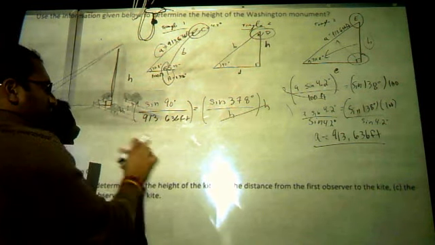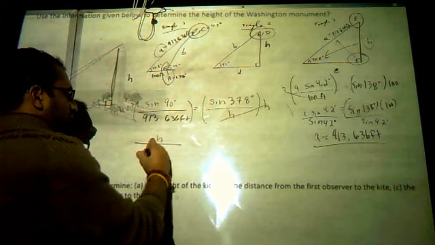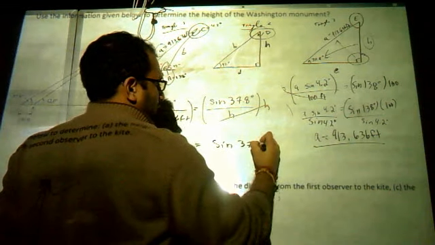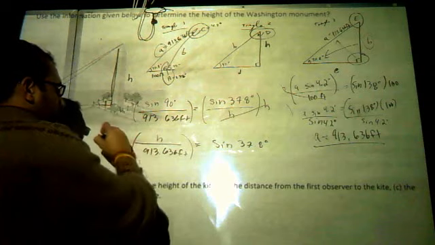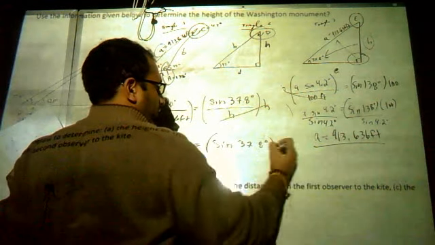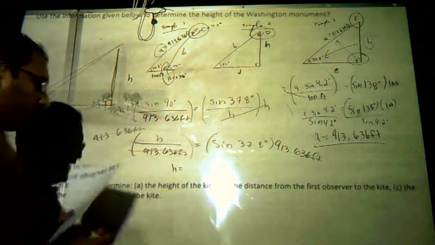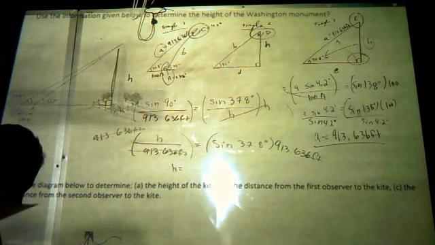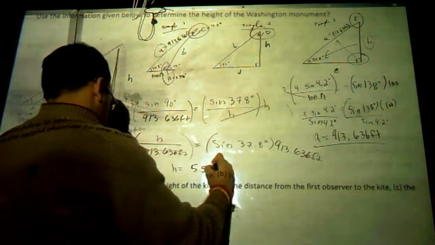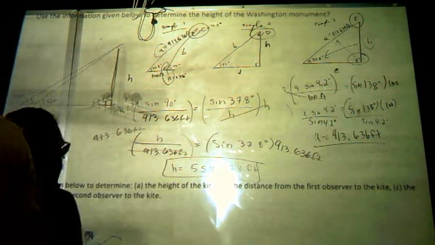What's the sine of 90 degrees? The sine of 90 degrees we know is 1, so let's make that easier. So it's just h over 913.636 feet is equal to sine of 37.8 degrees. So can I calculate that? Yes. 913.636 feet multiplied by sine of 37.8 degrees. What does that give you? The height of your monument is going to equal 559.974 feet.